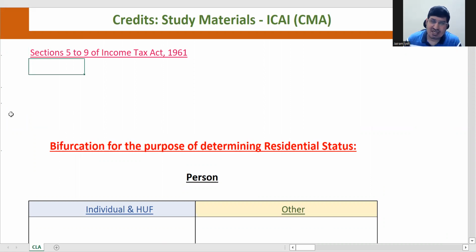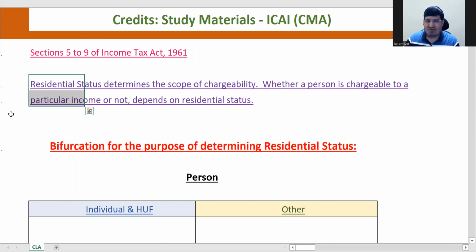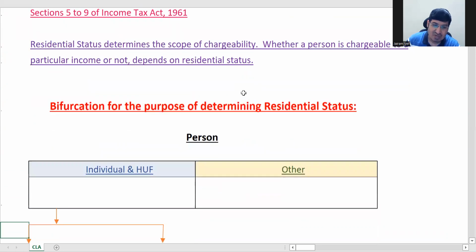Section 5 to Section 9 of Income Tax Act में cover होता है residential status. Okay, it is covered under 5 to 9. Why it is important is it determines the scope of chargeability. That means if a person is resident or non-resident, then his tax figure changes. Sometimes it becomes exempt also. So his status determines the scope of his chargeability: how much will be charged, what will not be charged. Which is why it is very, very important. Before you calculate tax of anyone, you have to first find out his residential status. It will make a huge difference.